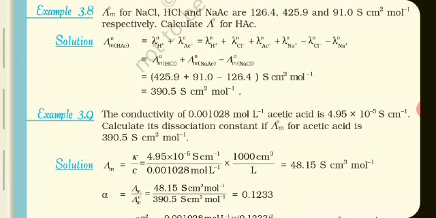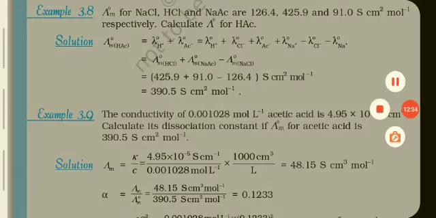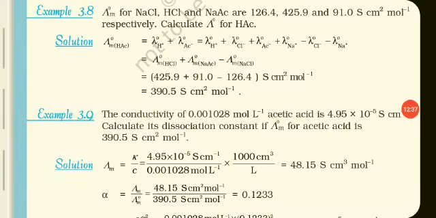So molar conductivity lambda m0 of HCl is 425.9, lambda m0 of sodium acetate is 91, minus lambda m0 of NaCl is 126.4. So if we calculate, we will get 390.5 Siemens centimeter square mole inverse. So you just go through these examples, and such kinds of questions are asked in examination.